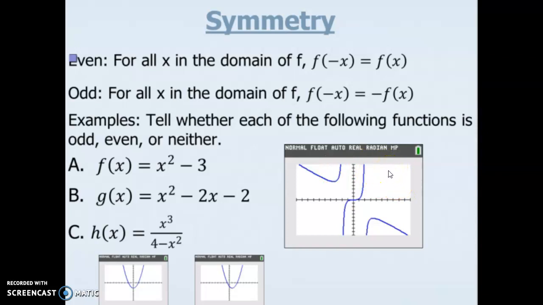So if I actually take your calculator and turn it 180 degrees, compare it to my graph and what you have now upside down, they should look exactly the same. So you have turned it 180 degrees and it landed back on top of itself. That is odd type of symmetry, so odd symmetry. So A was even, B was neither, and C was odd.